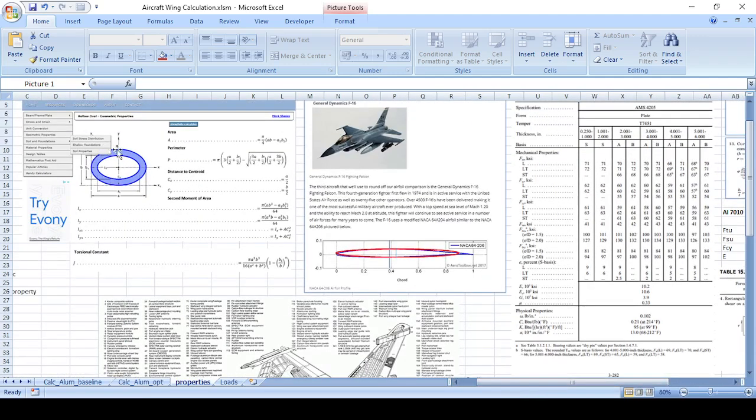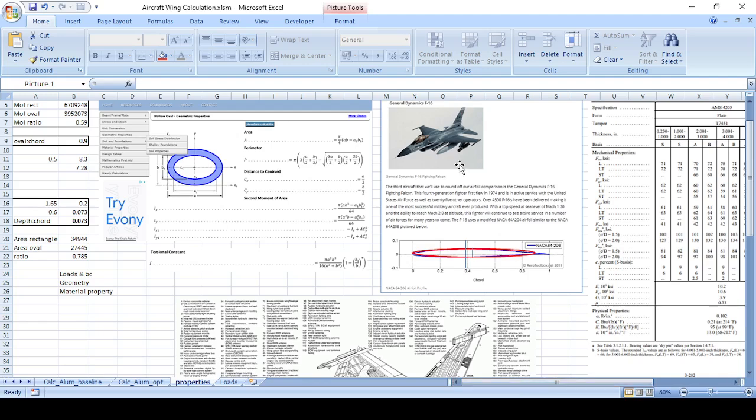I've got some general equation for an oval. Now my oval length is about 90% of my wing chord, and my oval depth is my wing depth. In this exercise I can scale my wing depth based on the aerofoil shape of an F16.